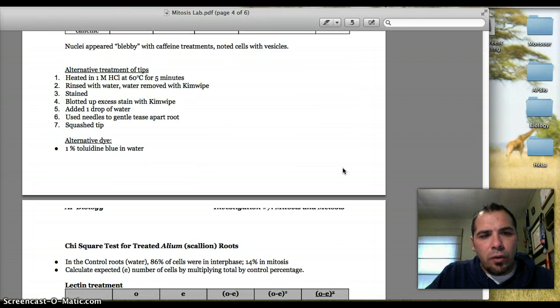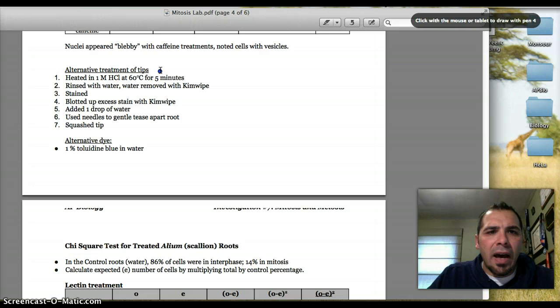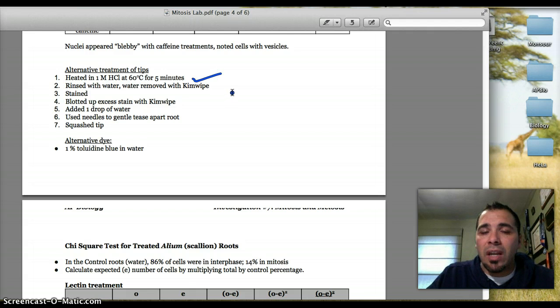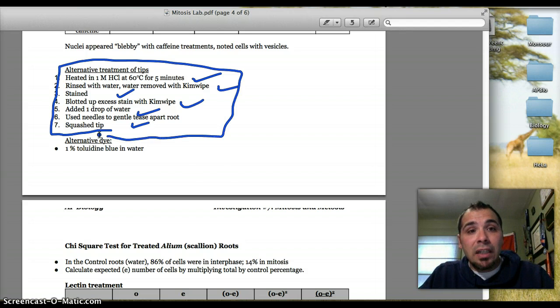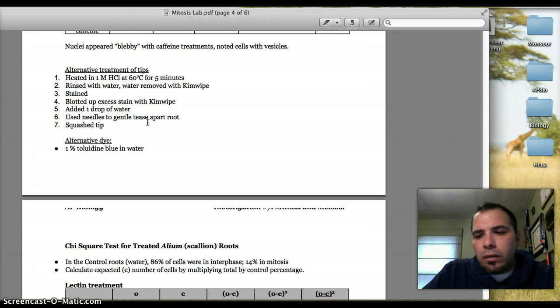So this is just showing you the process of how these alternative treatments, like the caffeine and lectin, were done. They were heated in 1 molar hydrochloric acid, which is pretty strong, which I would never have you guys do in the lab. That's one of the reasons why we don't do it in class, for about 5 minutes. Rinse it, we stain them, blot them, you add some water, use needles to gently tease apart the root, and you squash the tip. This is, in my opinion, not a very good process, and I haven't found anybody that actually likes this method here. And it was dyed.